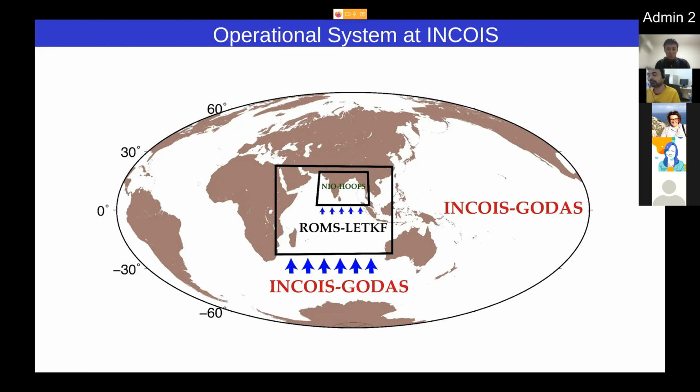This global system provides boundary conditions to a basin-wide Indian Ocean regional model, which is called ROMS LTKF, or LTKF ROMS, where we use the ocean model ROMS, which is a sigma coordinate model, at about 1/12 degree resolution, about 9 kilometer horizontal resolution, and 40 vertical levels. The assimilation scheme that we use is LTKF, local ensemble transform Kalman filter. This assimilation system in turn provides boundary conditions to another high resolution model, about 2 kilometer resolution, which we call NIO HOOFs. Today in this presentation, I will focus mostly on ROMS LTKF.